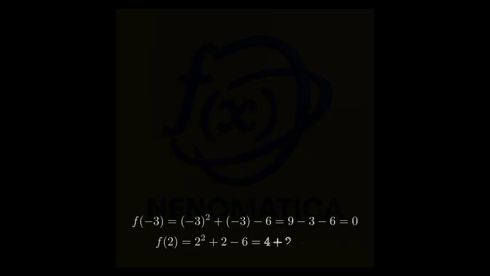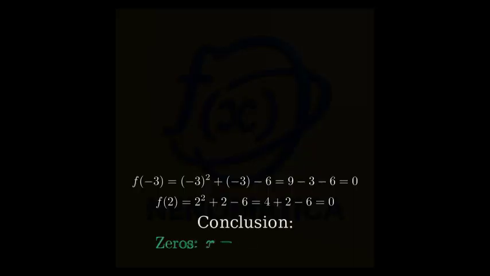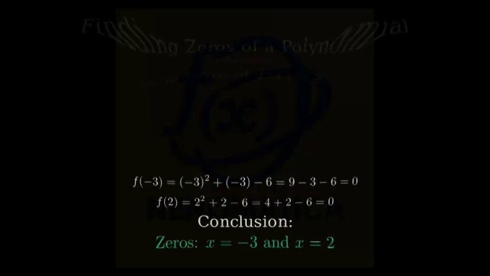Quick check, plug in x equals negative 3. Negative 3 squared plus negative 3 minus 6 is 9 minus 3 minus 6 equals 0. Now plug in x equals 2. 2 squared plus 2 minus 6 is 4 plus 2 minus 6 equals 0. So, the zeros of the function are x equals negative 3 and x equals 2. These are exactly the x-intercepts where the graph touches the horizontal axis.